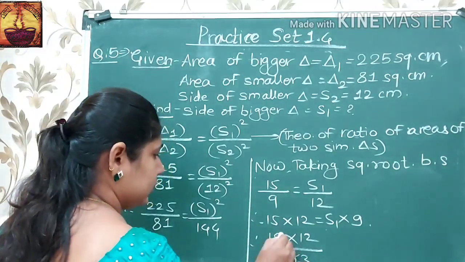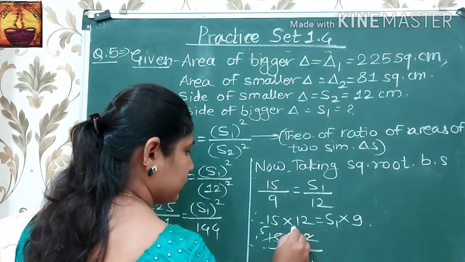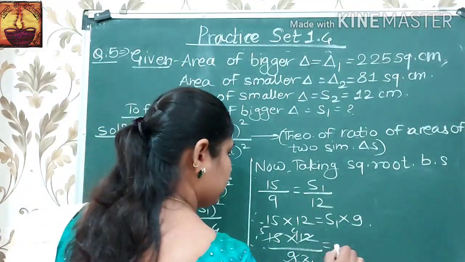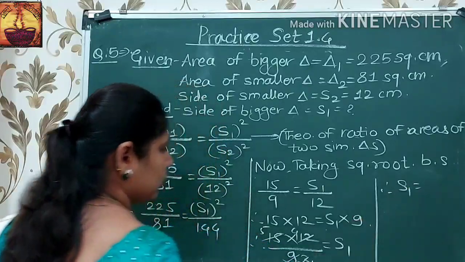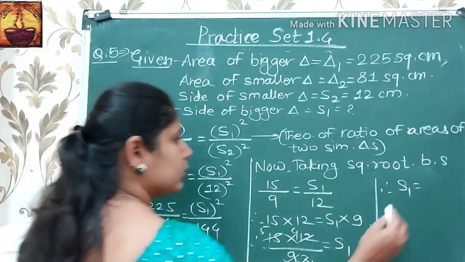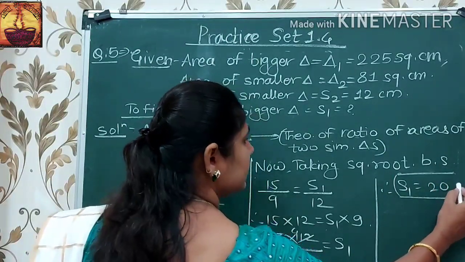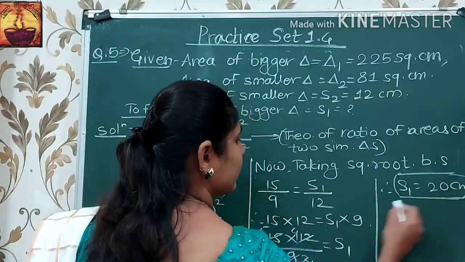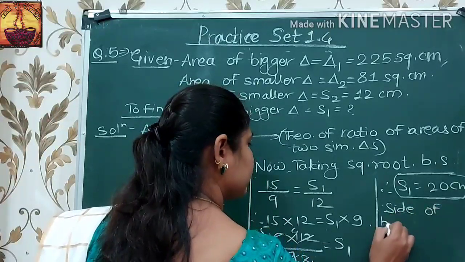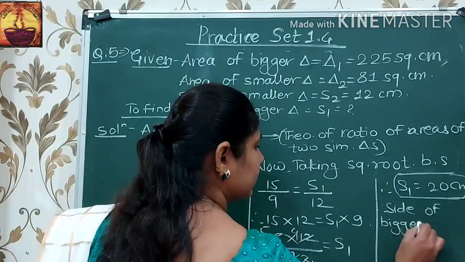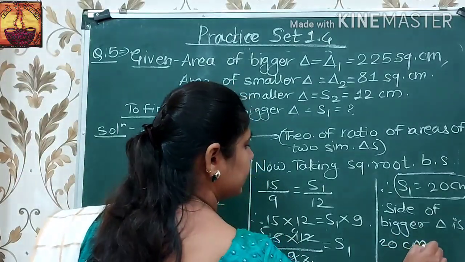3 3s are 9, 3 5s are 15. 3 1s are 3, 3 4s are 12, which is equal to S1. Therefore S1 is equal to 4 into 5 is equal to 20 centimeter. Therefore the side of the bigger triangle is 20 centimeter.